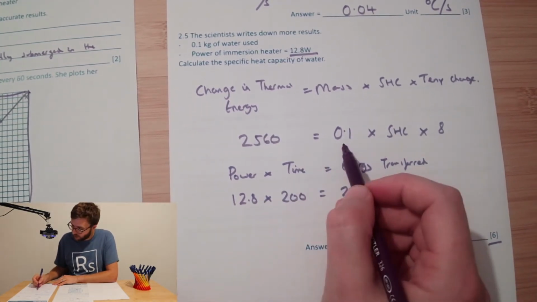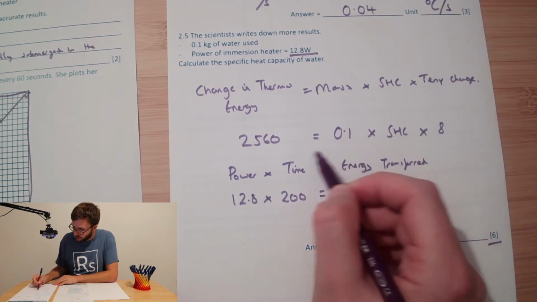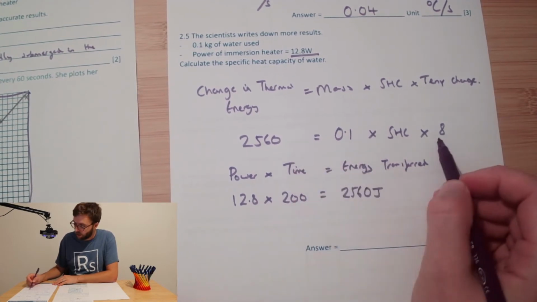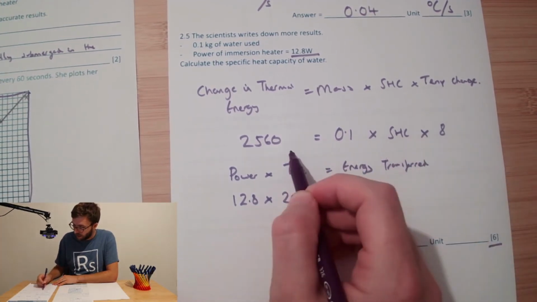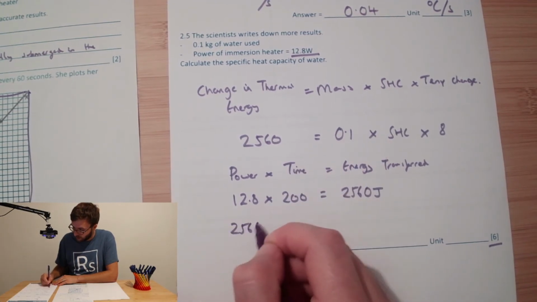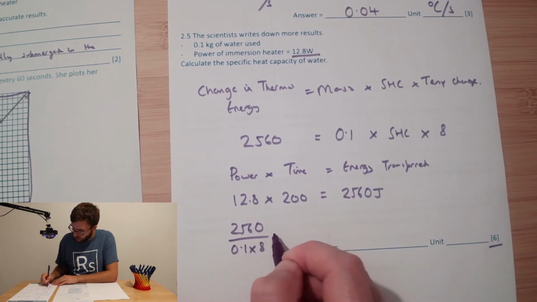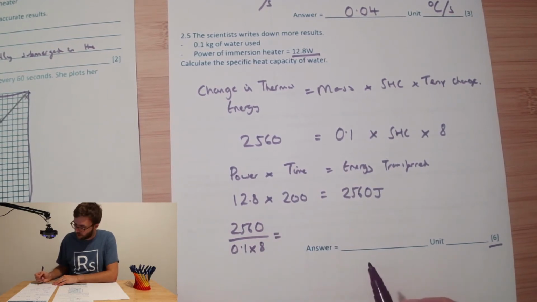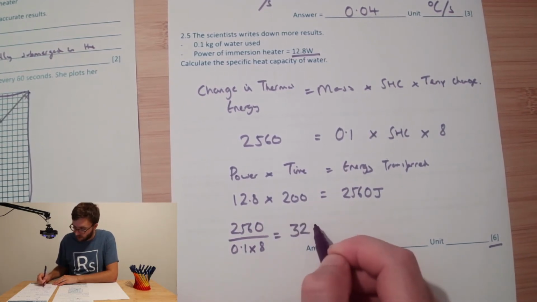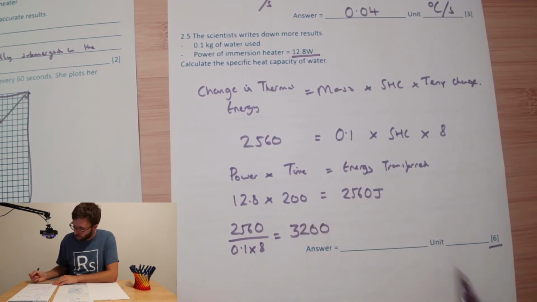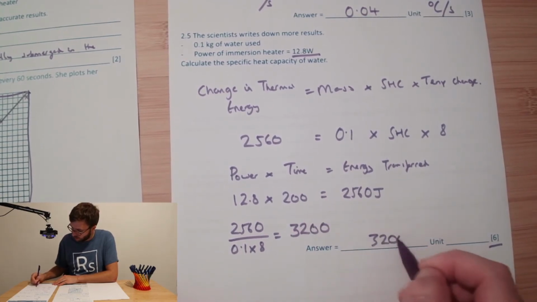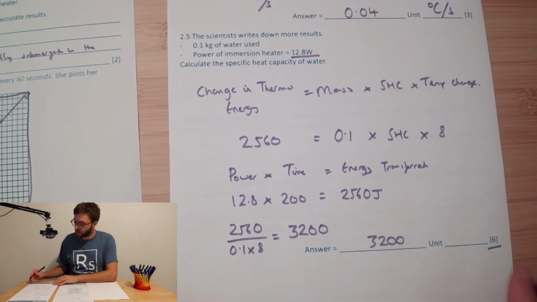Now I just need to rearrange this equation. So I want to bring the 0.1 over here by dividing, and bring the 8 over here by dividing. So 2,560 divided by 0.1 times 8 will give me the specific heat capacity. If I work that out, I get 3,200 as my answer for the specific heat capacity.